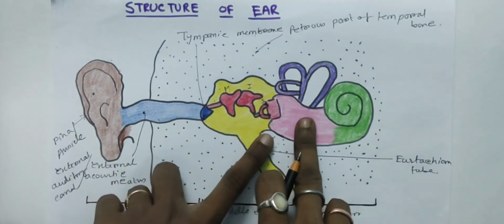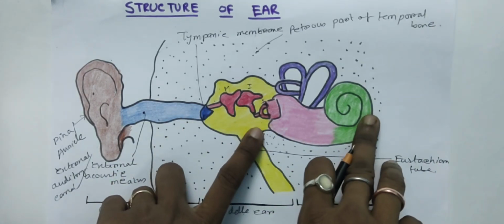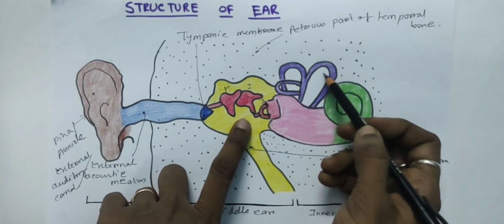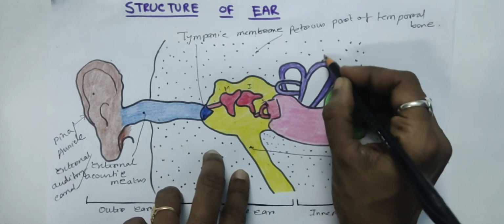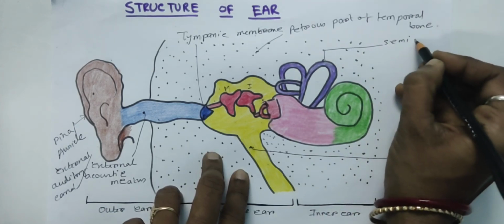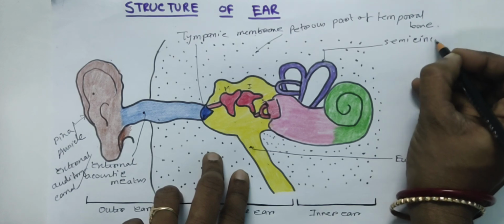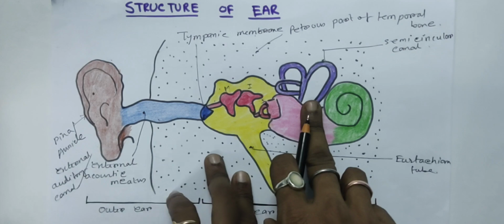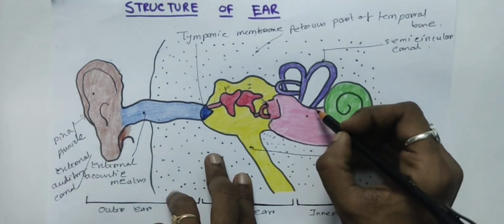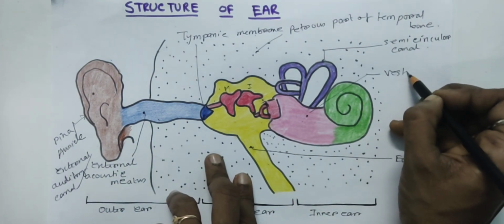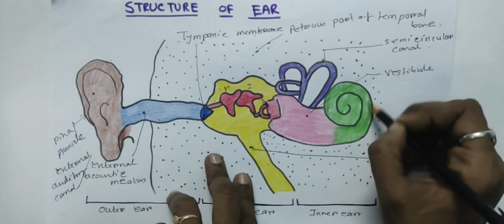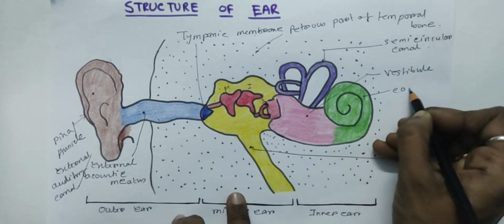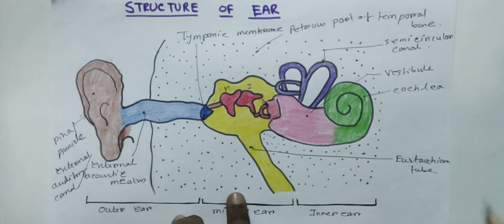After the middle ear there is the inner ear. The inner ear comprises three parts. These are the semicircular canals, which are fluid filled. Second, the vestibule. And this coil structure, just like a snail, is called the cochlea.